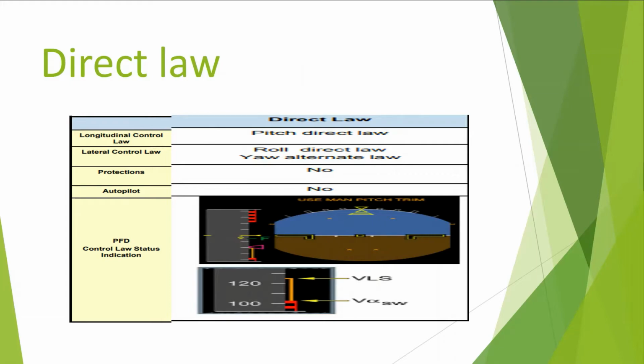Third part, we have the direct law. For the direct law, there is no protection, as we can see here. There is no protection coming from any of the computers. The direct law is the lowest level of flight control computers, and in direct law there is a direct relationship between the side stick position and the elevator position.